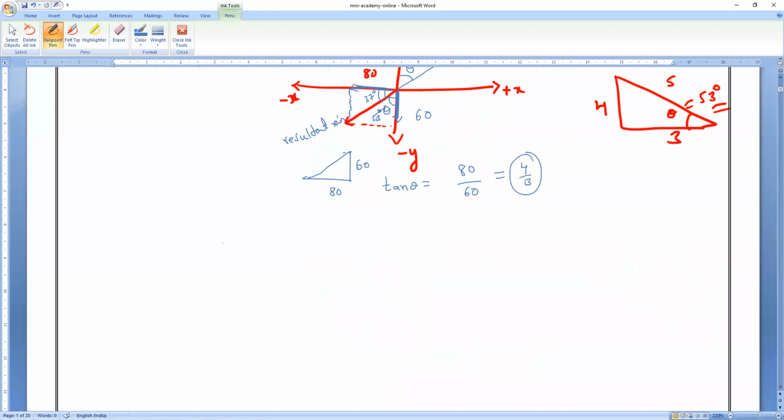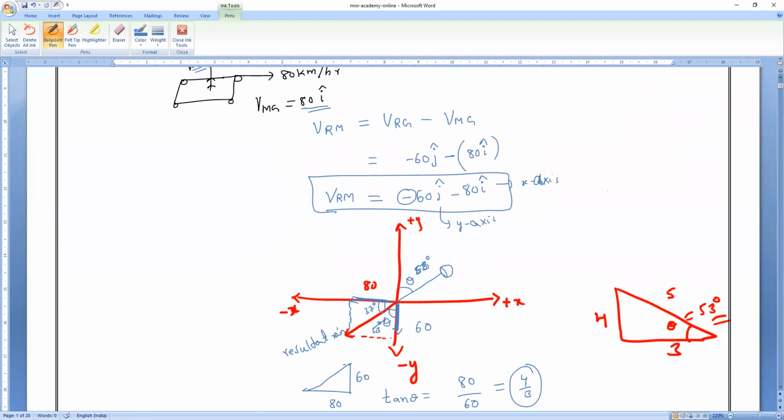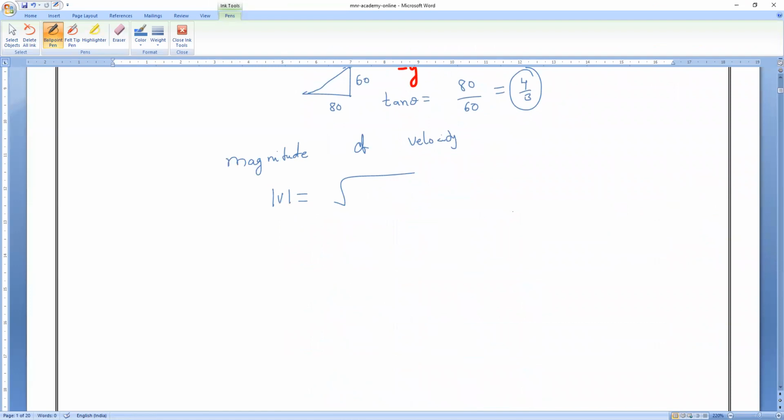Now if you want to find the resultant speed, we have to find the magnitude of velocity, which is equal to the root of velocity x squared plus velocity y squared, that is 60 squared plus minus 80 squared. If you want, you can substitute the minus also. Of course, squaring means it will become positive only. Yes or no, guys?